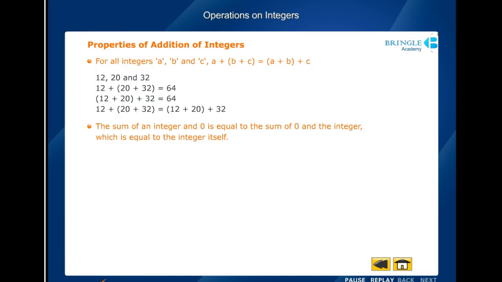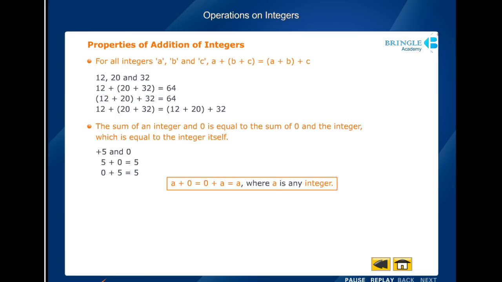The sum of an integer and 0 is equal to the sum of 0 and the integer, which is equal to the integer itself. Let us consider an integer plus 5 and add 0 to it. The sum of 5 plus 0 is equal to 5. The sum of 0 plus 5 is equal to 5. Thus, a plus 0 is equal to 0 plus a is equal to a, where a is any integer.